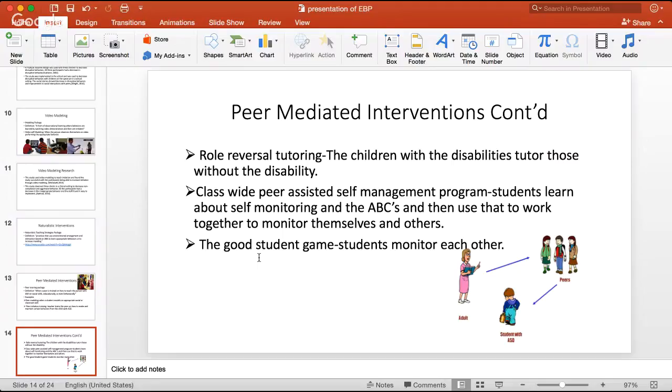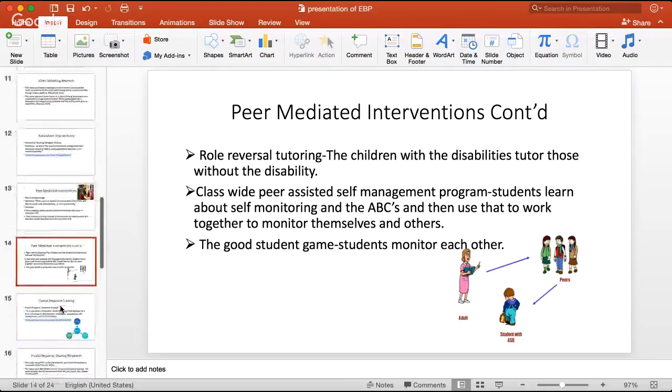The good student game is where students monitor each other. As you can see in the right corner, it's an example of peer-mediated interventions. You can see the adult is teaching the child how to work with the student with autism, and that's how it works. I really like this one and have seen it do wonders.